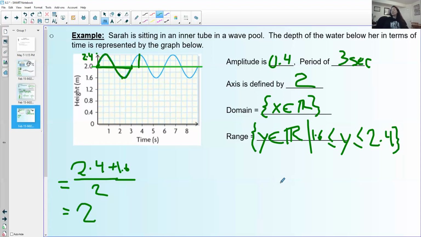And that's it. So all you're doing today is just graphing your sine function, getting used to what it looks like, and identifying the time, amplitude and equation of the axis.